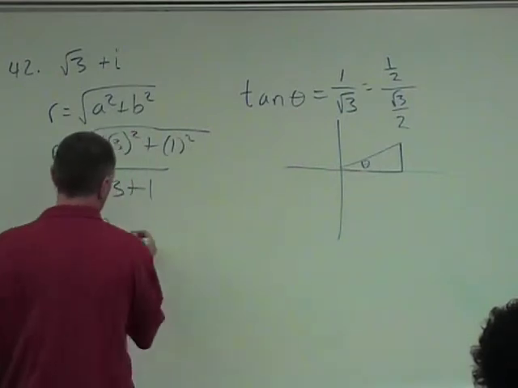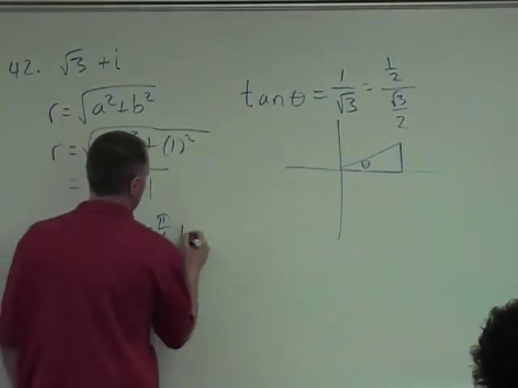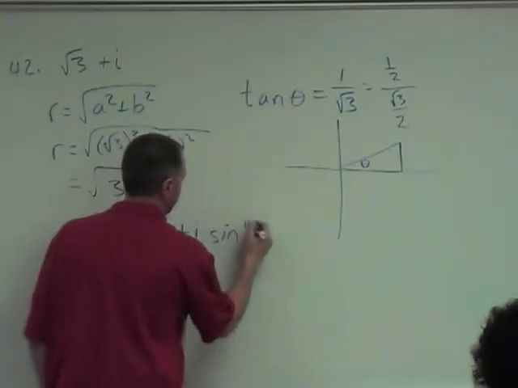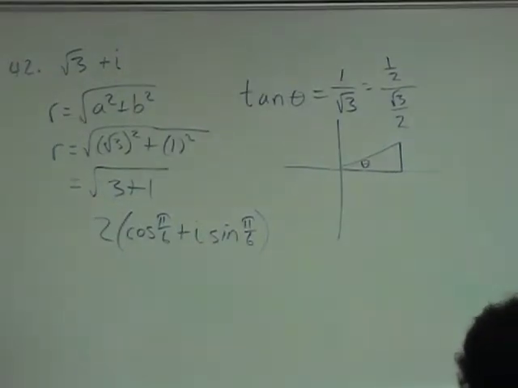So here we have 2 cosine of pi over 6 plus i sine of pi over 6. And that would be the conversion. That's the polar form. Who got that right? Okay, let's do another one. Last one. Last problem.